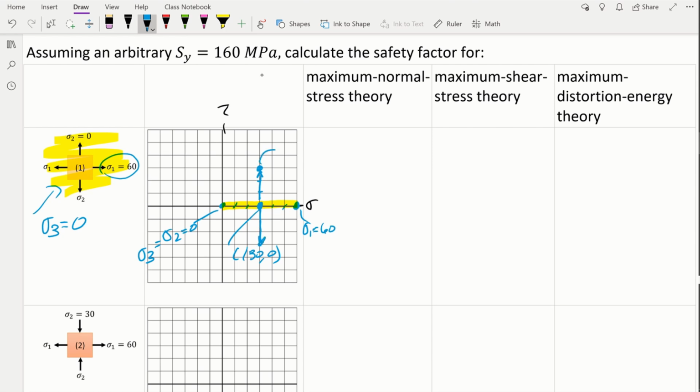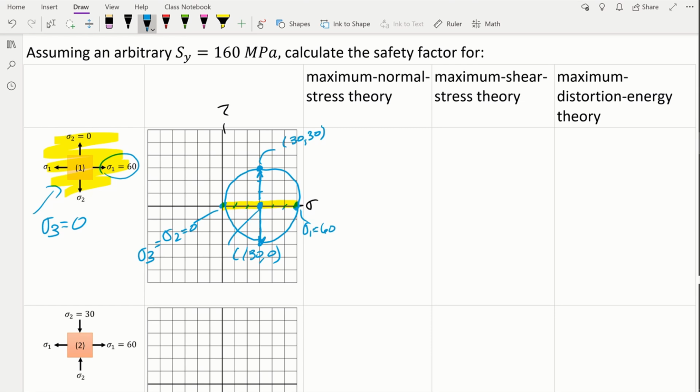What is this point, right? This is the point where sigma is at 30 and tau is also at 30. So we have actually 4 points now. All of these lie on the same circle. So let me try to draw that circle. Here we go. Something like this. Like this. Oops. More or less.